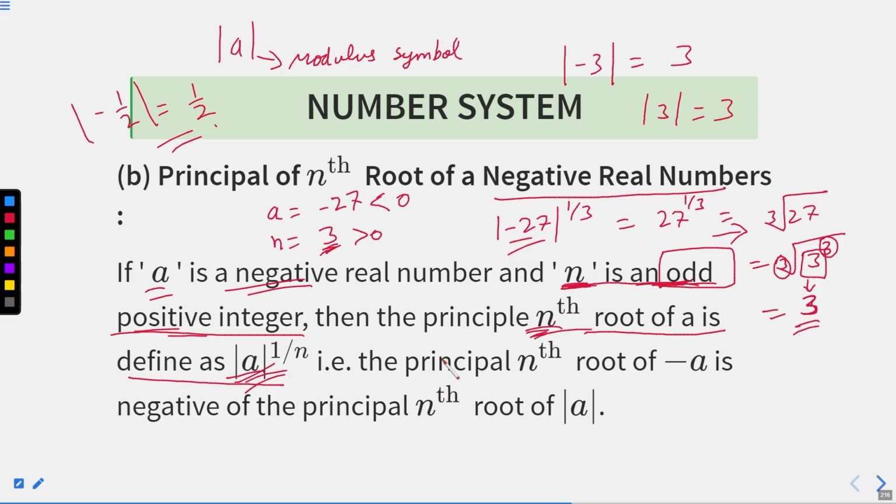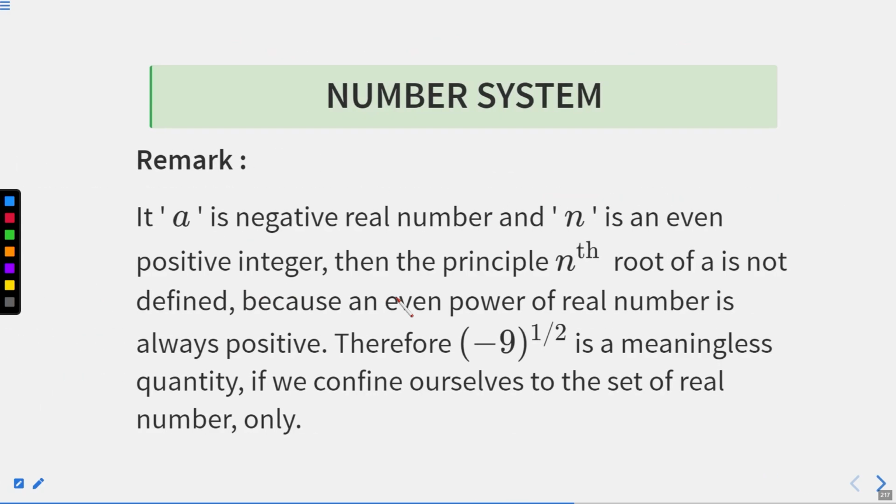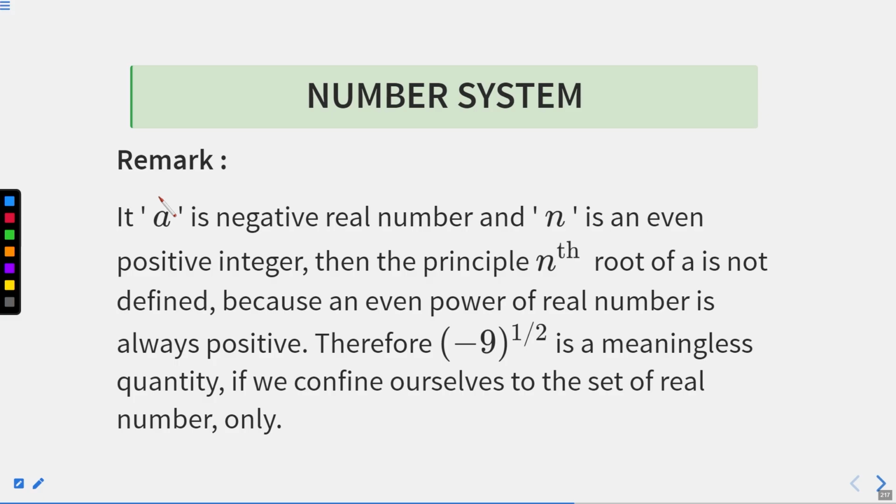I hope this is clear from the example. So let's see our remark. If a is a negative real number and n is even positive, we talked about if a was 27 and n was 3. What about if n is even? Let's say 2. Let's see another example to understand this remark.